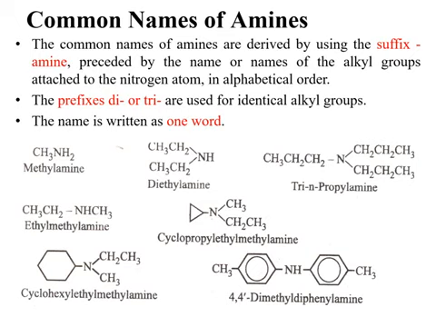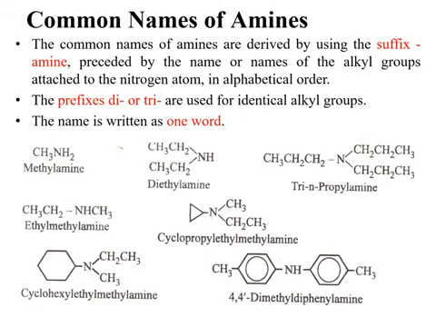The first molecule is a primary amine. It has a methyl group. That's why its name will be written as methylamine. The second one is a secondary amine, and we can see nitrogen is linked to two alkyl groups and one hydrogen atom. Both of these alkyl groups are the same. That's why its name will be written as dimethylamine. And in the third example, nitrogen is linked to three alkyl groups, and all three of these alkyl groups are propyl.